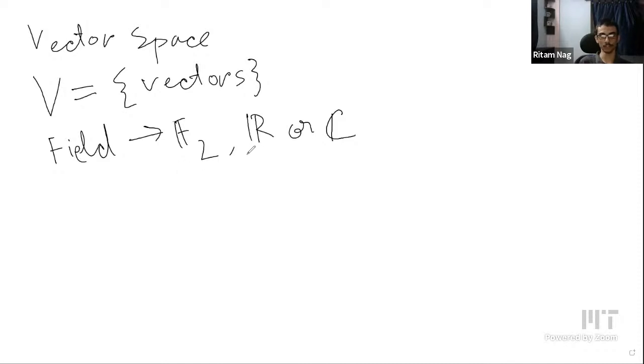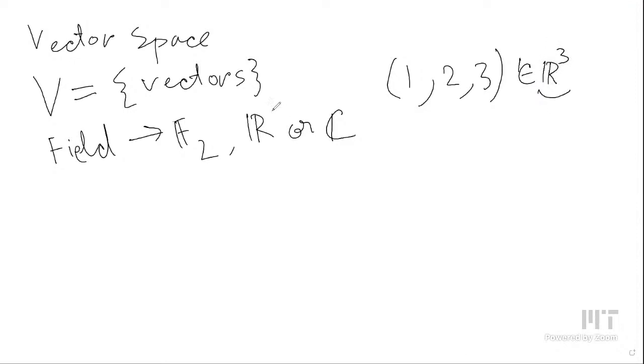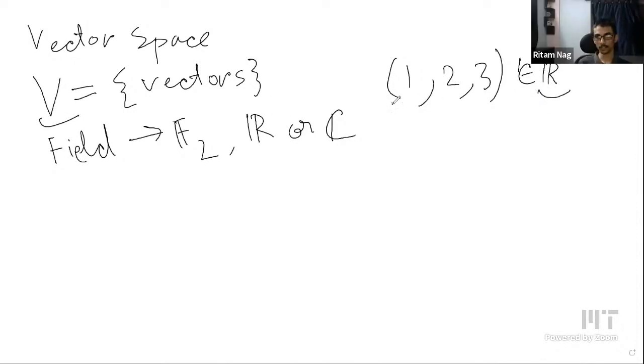F2 is only for doing combinatorics and all that, or computer science stuff. Usually you think of a vector as being a bunch of real numbers. So (1, 2, 3) is a vector over R, in R cubed. R cubed is called a vector space, and (1, 2, 3) is an example of a vector in R3. The ground field in this case is R, if you think of this as a vector space over R.